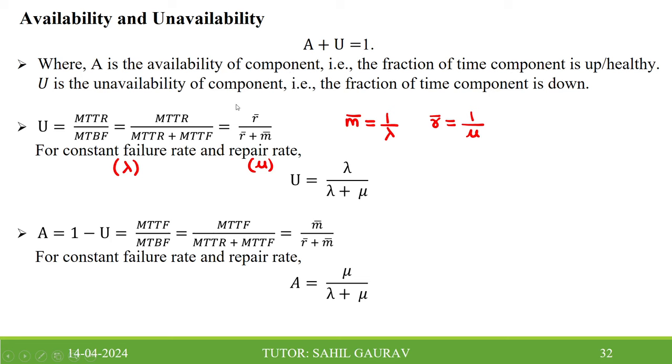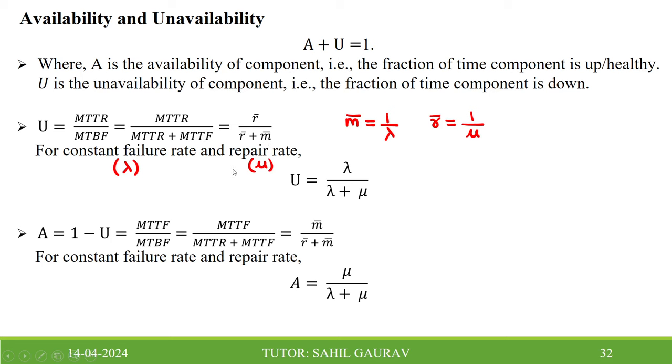Now availability and unavailability. The sum of both will give you one. Availability means the fraction of time the component is up or healthy, and unavailability means the fraction of time the component is down. So how will you find unavailability? Unavailability means the time when this component gets repaired. So mean time to repair upon mean time between failure. So unavailability is the ratio of mean time to repair upon mean time between failure. So R bar upon R bar plus M bar.